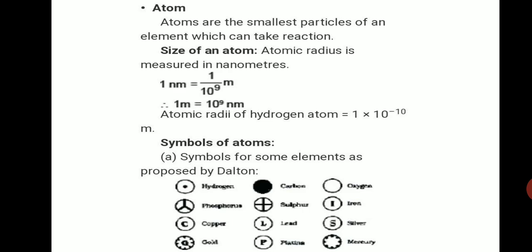In olden days, Dalton was the first scientist to use symbols to represent the elements in a short way. Dalton's symbols for the element represented the element as well as one atom of that element.